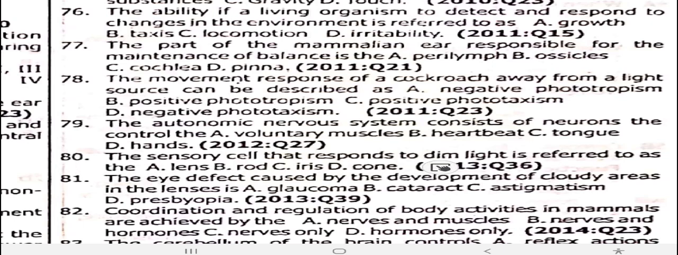80. The sensory cells that are responsible for dim light are referred to as rod. R-O-D is the cell responsible for dim light, while cone, C-O-N-E, is responsible for colored light. These are photoreceptors located in the eyes. The rods are more populous in the eye than the cones. For the rods, you have like 120 million of them, then for the cones, you have like 6 million. You can't compare.